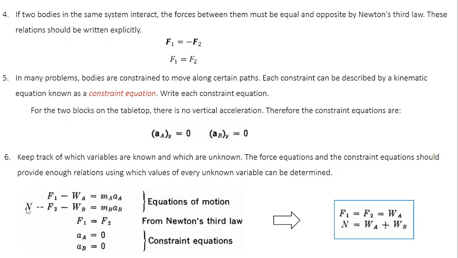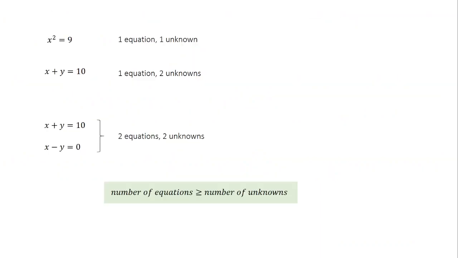So what are the unknowns here? N, F1, F2. So I have 3 unknowns and 5 equations. Now the thumb rule of equation solving is that number of equations should be greater than or equal to number of unknowns. Only then you can solve them conclusively.